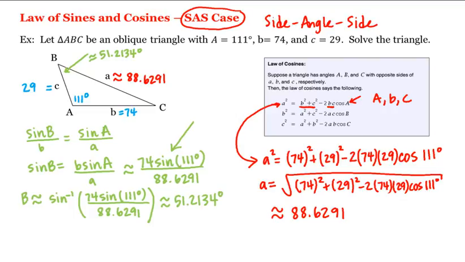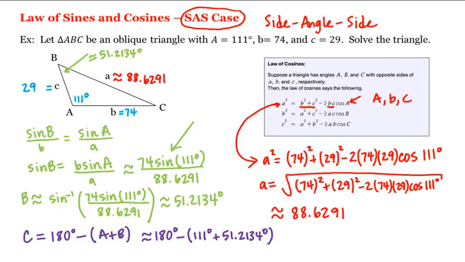And finally, we can find capital C by using the fact that the angle measures in a triangle add up to 180 degrees. That is, C is equal to 180 degrees minus A plus B, which is approximately 180 degrees minus 111 degrees plus 51.2134, which is equal to 17.7866 degrees. So let's mark that here on our figure. C then is approximately 17.7866 degrees.